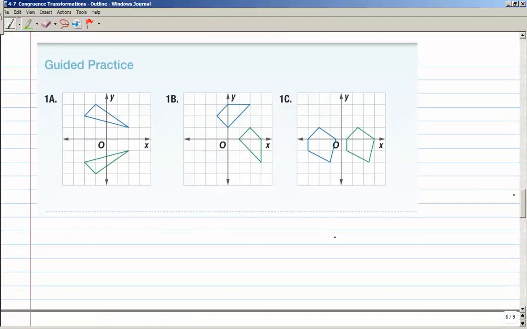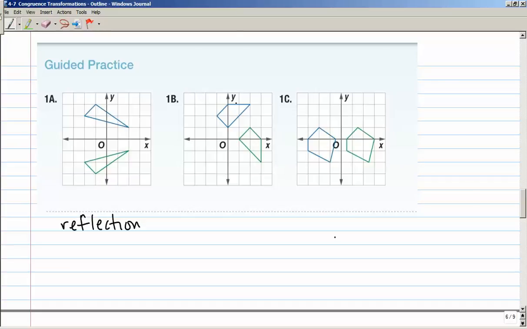So let's take a look at a couple here. In example 1A, let's say we're going from the blue triangle to the green triangle. That would be a reflection, because you could take the blue triangle, flip it over the x-axis, and get the green triangle.